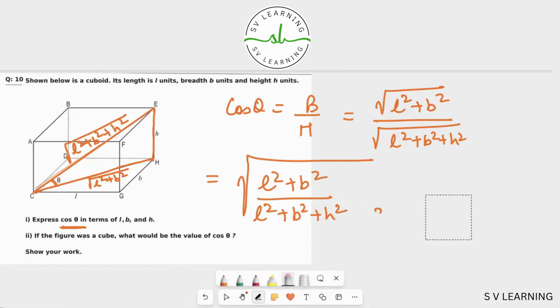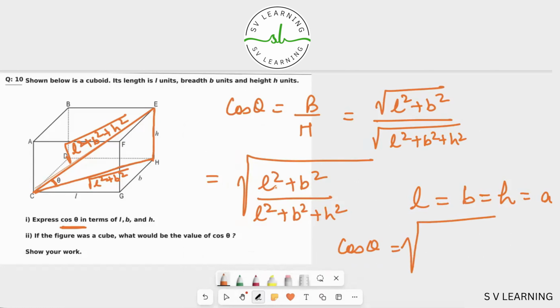Now the second part says, if this figure was a cube, then that means all the sides are equal, which is length is equal to breadth is equal to height. Let's say any variable A. So directly in the cos theta from the part 1, I can write L square plus B square as A square plus A square. Similarly, this can be written as A square plus A square plus A square.